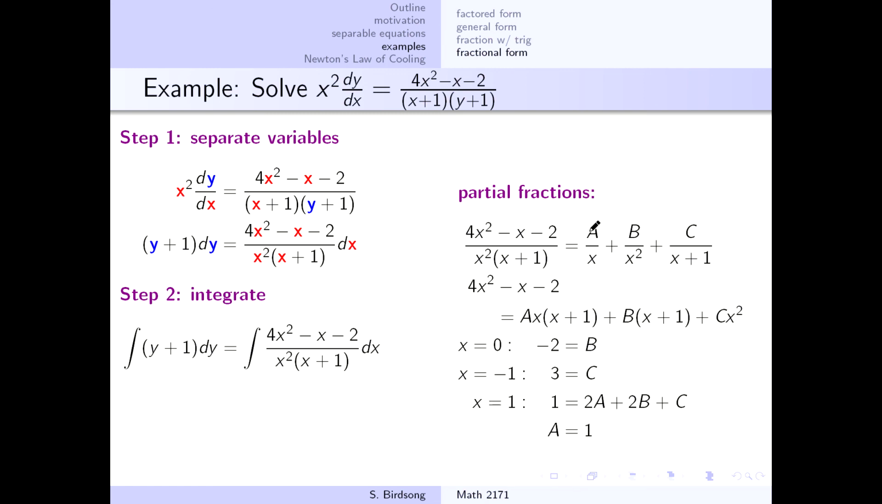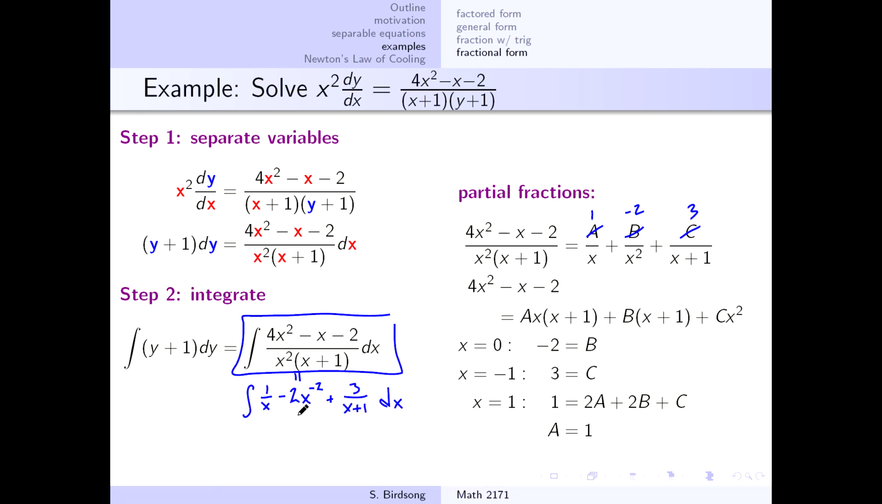Notice what this then tells you. For A, you have 1. For B, you have negative 2. And for C, you have 3, which means when we're over to calculate our integral, this integral right here is exactly the same thing as simply calculating the integral of 1 over x minus 2. And I'm going to rewrite it as, instead of 2 over x squared, negative 2x to the negative 2 power. And then plus 3 over x plus 1. And note, I did the rewriting on that middle term to make the term into a standard format.